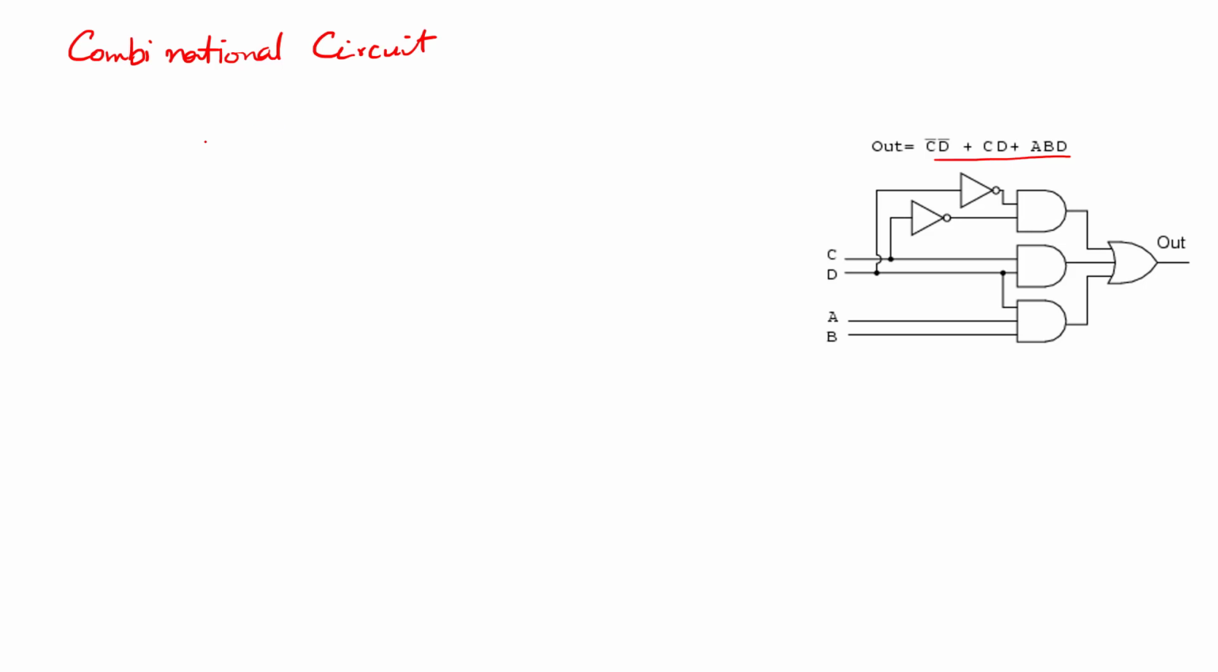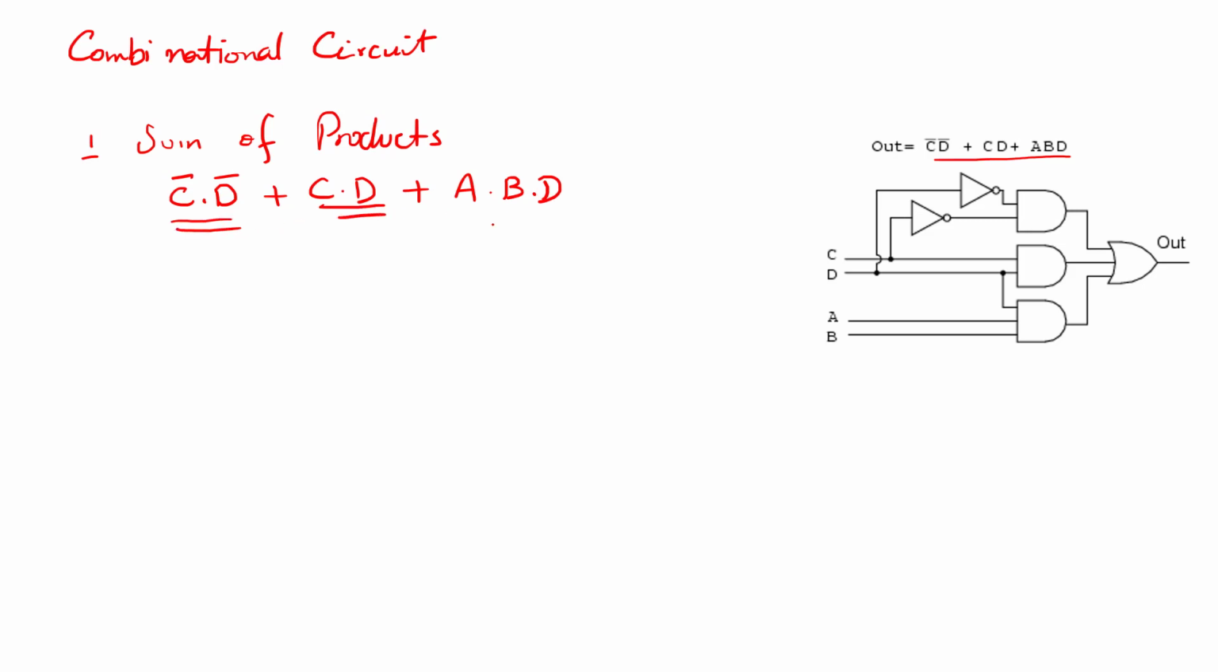Now, combinational circuits can be written in two forms. The first form is sum of products. Sum of products is this form over here. So I have C bar and D bar, or C and D, or A and B and D. Each of these terms is a product term because we are putting together that term with an AND, whereas between the terms I have an or, a sum. So it is called sum of products.